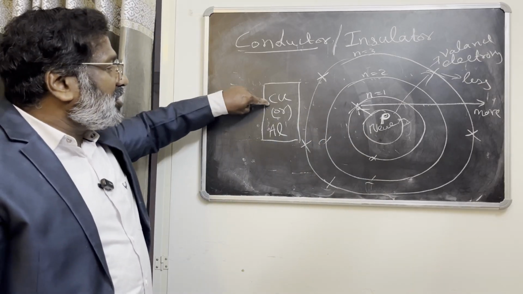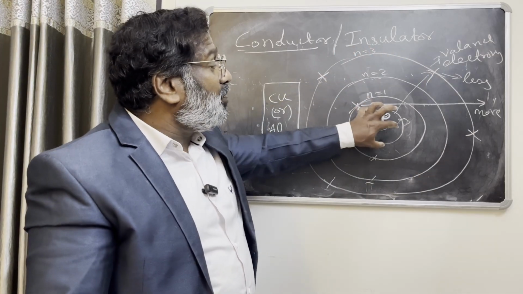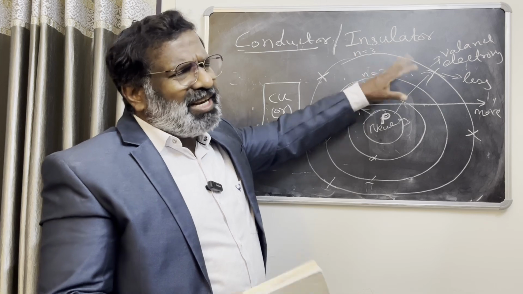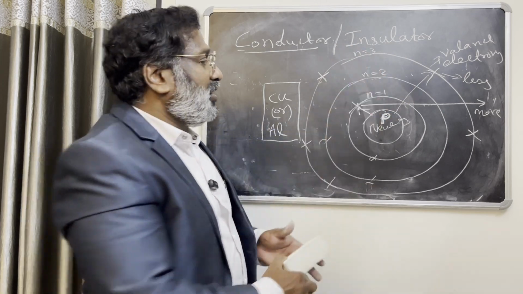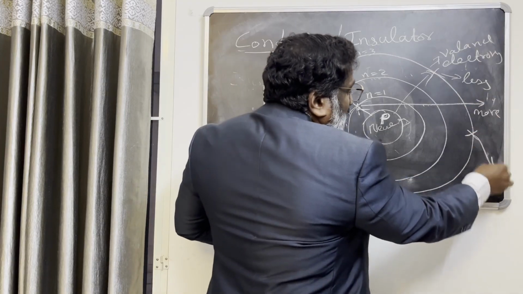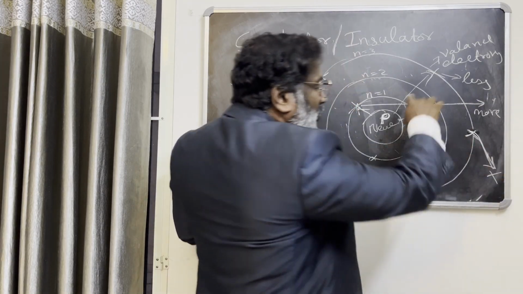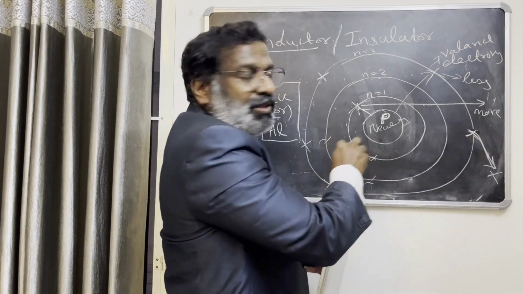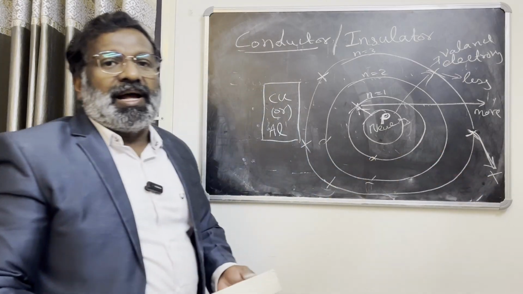But in materials like copper and aluminum, the valence electrons are loosely bound to the nucleus. What does it mean? The binding energy is very, very less, negligibly small. So the valence electron will easily come out of the atom, because its binding energy is very less. The force of attraction is negligibly small. So it comes out of the atom.